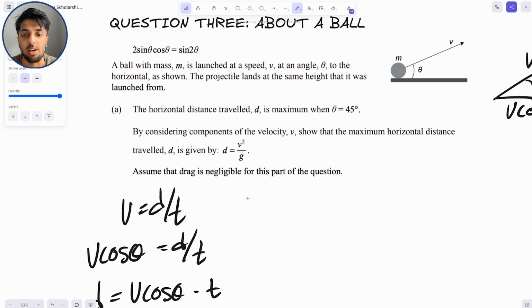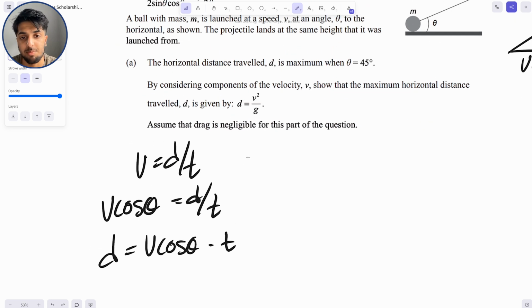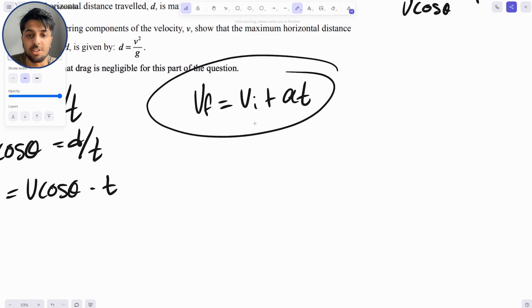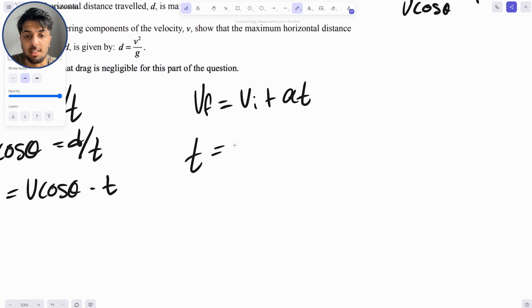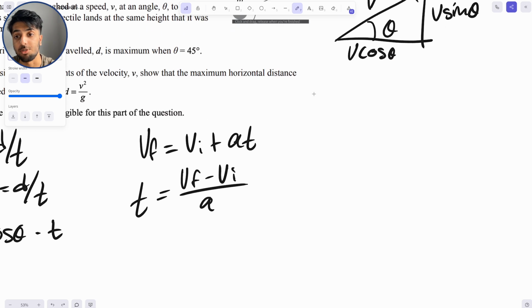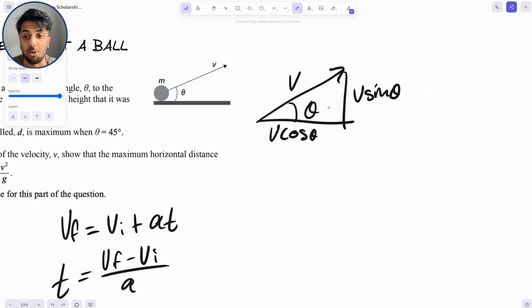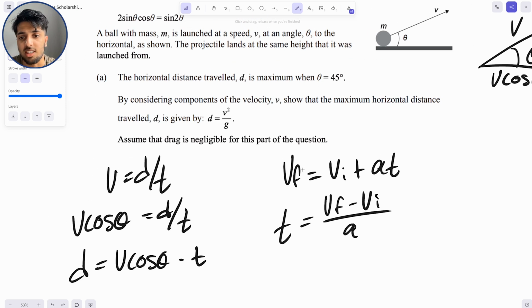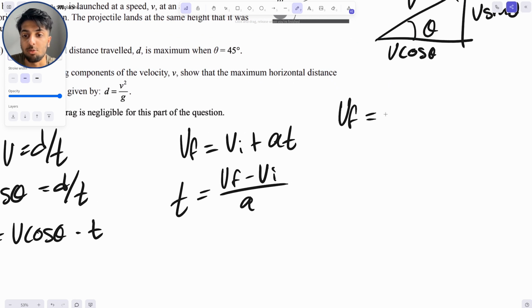Now, we need to find an equation for time, because we do not have time in this equation right above. So we can use the kinematic equation v final is equal to v initial plus at. So rearranging this equation for time, we get t is equal to vf minus vi all over our acceleration. Now, as this kinematic equation is dealing with velocity in the vertical direction, we will use the vertical component of our velocity. Now, in defining some definitions for our vf and vi, we can say that our vf will be negative and our vi will be positive.